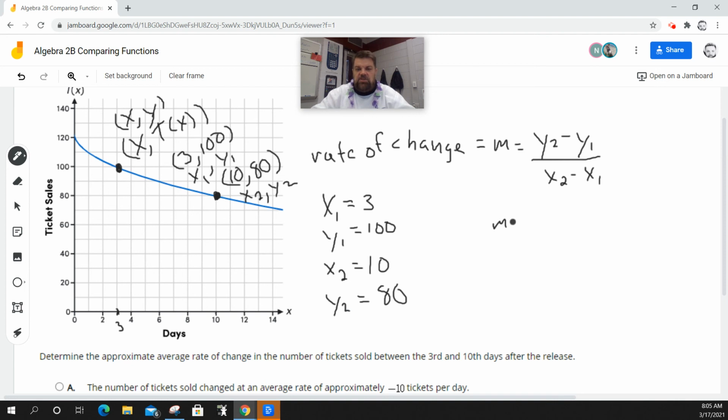X sub 1 is 3, y sub 1 is 100, x sub 2 is 10, and y sub 2 is 80. So now to calculate the rate of change, I'm going to plug in y sub 2, which is 80. And then I'm going to subtract from it 100, right? Because that's y sub 1, all over x sub 2, which is 10, minus x sub 1, which is 3. Okay? So then I'm going to have 80 minus 100 is a negative 20 all over 7, right? 10 minus 3.